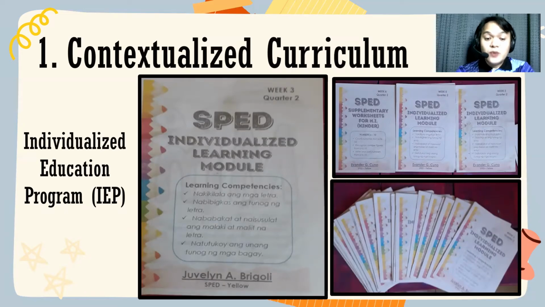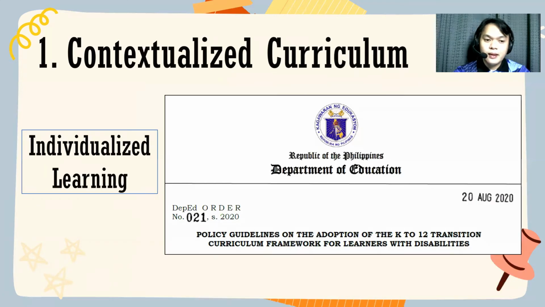So how do we do contextualization in our curriculum? Even though we are in distance learning, we still develop and follow the Individualized Education Program or IEP of our students. For the public's information, IEP is a document that lays out the special education instruction, supports, and services that are specifically designed to suit the individual needs of the students in special education. We are contextualizing our curriculum in order for us to achieve individualized learning.